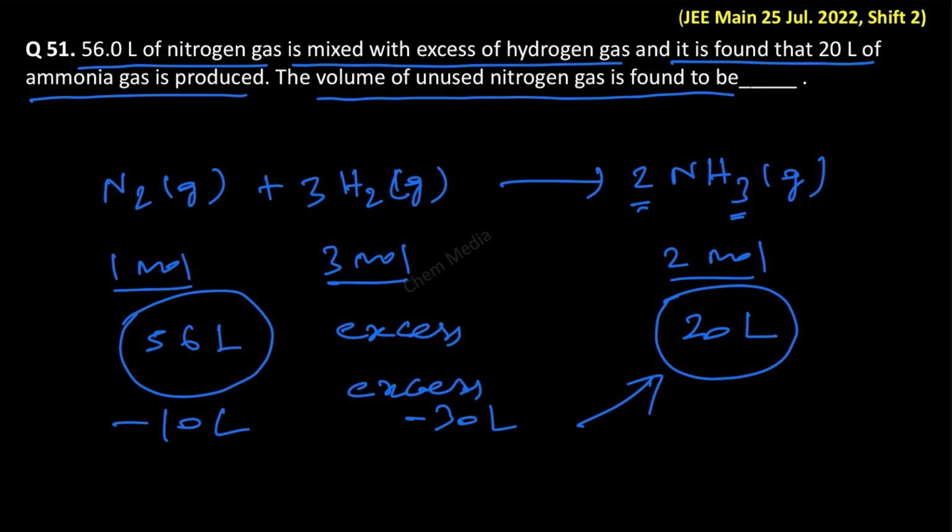That's the stoichiometry. So, in this case, to get 20 liters of ammonia, we have to lose 10 liters of N2. We also have to lose 30 liters of H2 from the excess. We don't know what the excess amount is, but it would be excess minus 30 liters of H2. Therefore, the unused nitrogen gas is 46 liters. 56 minus 10, 46. Therefore, 46 is the correct answer here.